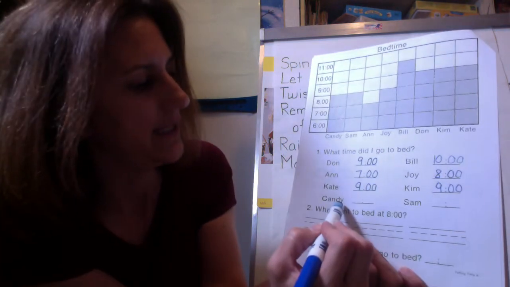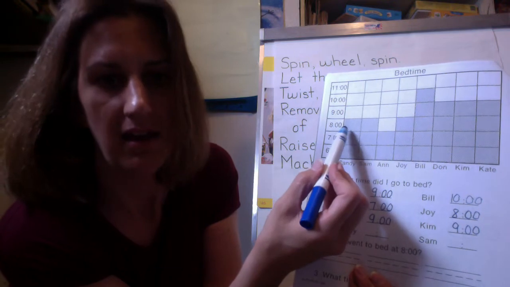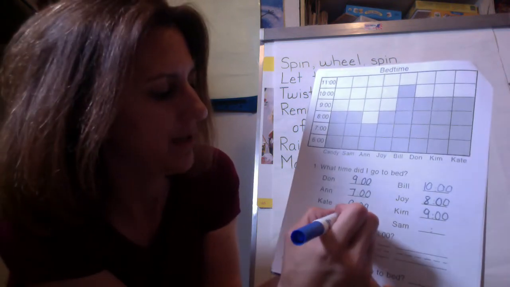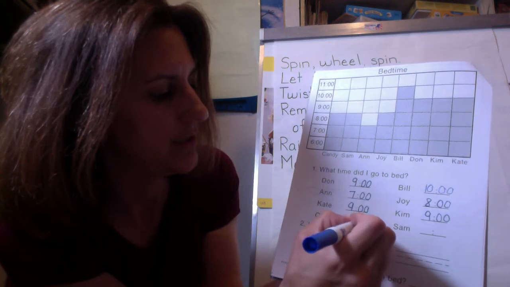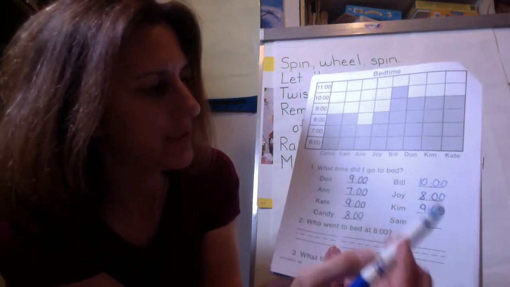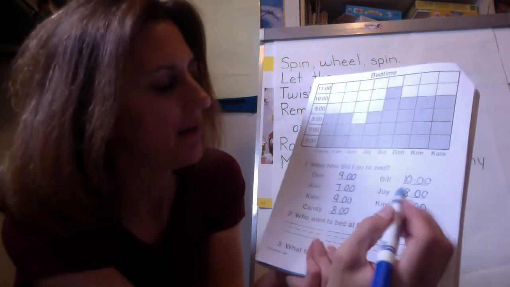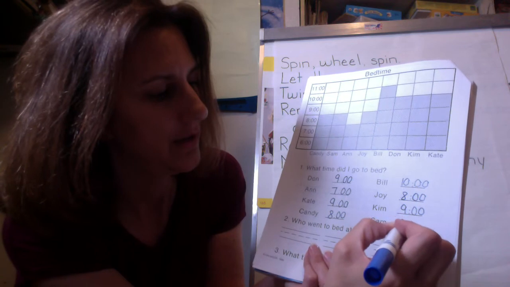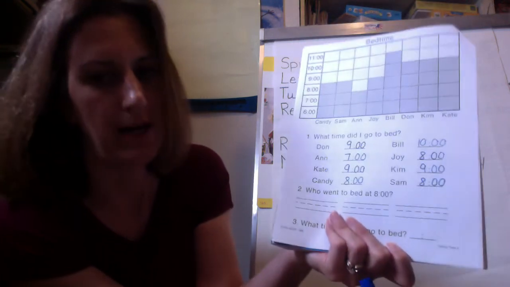Okay, Candy. If I look at Candy, Candy's going to bed at 8 o'clock. I think that's a pretty good time too. So 8 o'clock, 8, 0, 0. Okay, Sam, what time did Sam go to bed? Sam also went to bed at what time? 8 o'clock. So now this is going to help us with looking at how to read our graph.